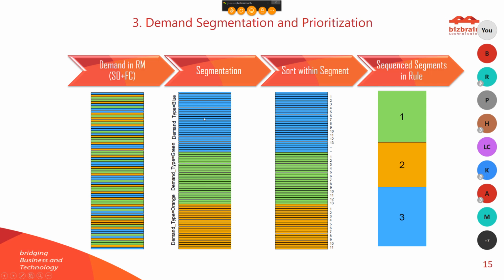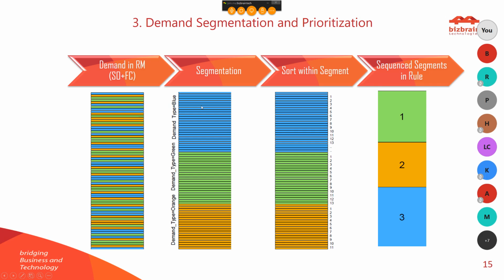In the blue customer, there can be a sales order or a forecast. In the green customer also, there can be a sales order or a forecast. And the orange customer can have a sales order and a forecast. So this is how the business wants it. You can define the rules and the sorting criteria. So here you are sorting that demand.